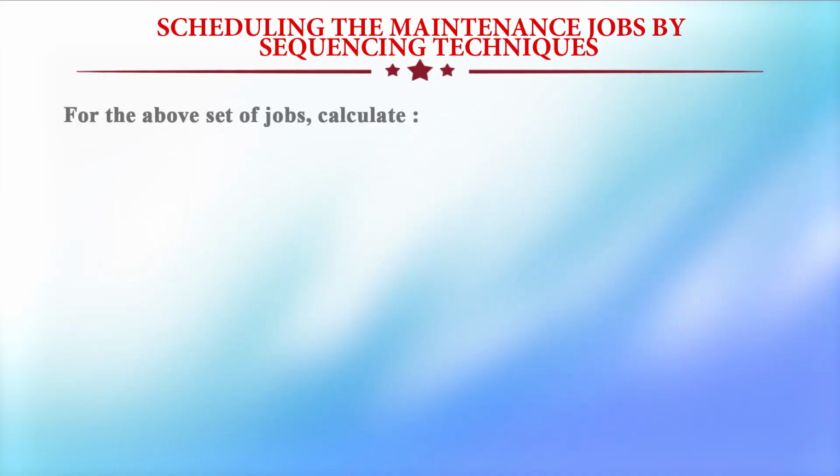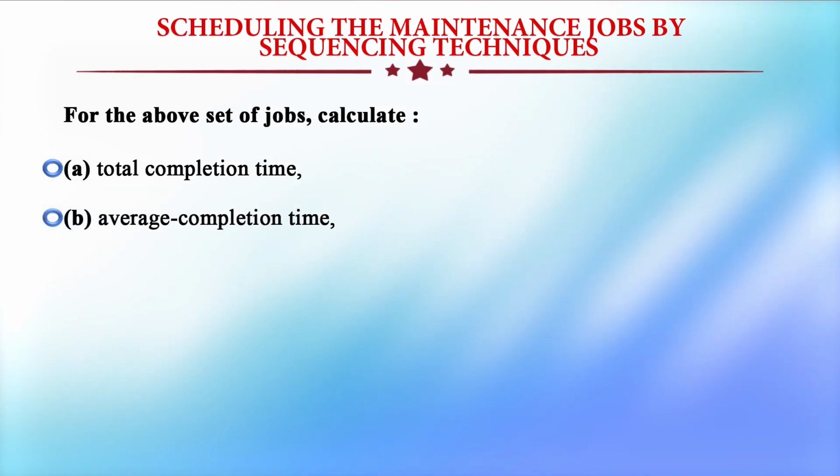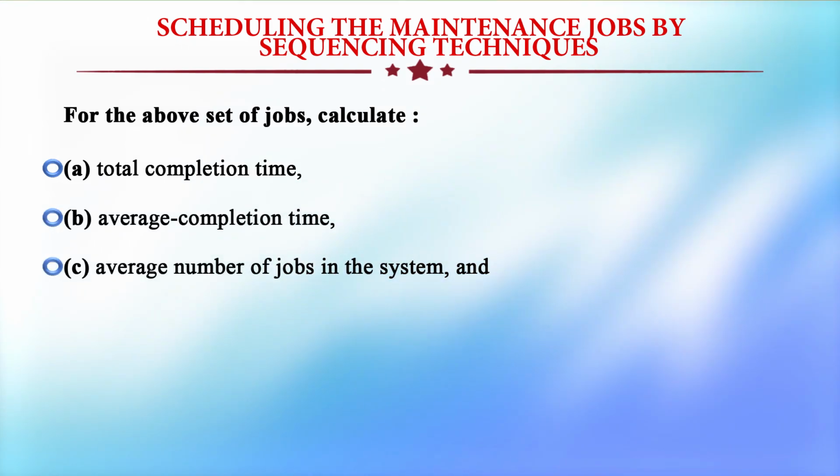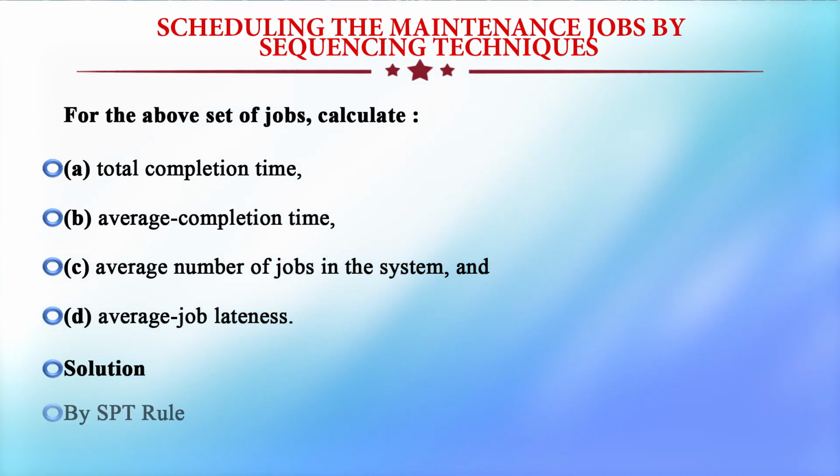Handling the maintenance jobs by sequencing. For the above set of jobs, calculate total completion time, average completion time, average number of jobs in the system and average job lateness. Solution. First we will find out by shortest processing time rule.